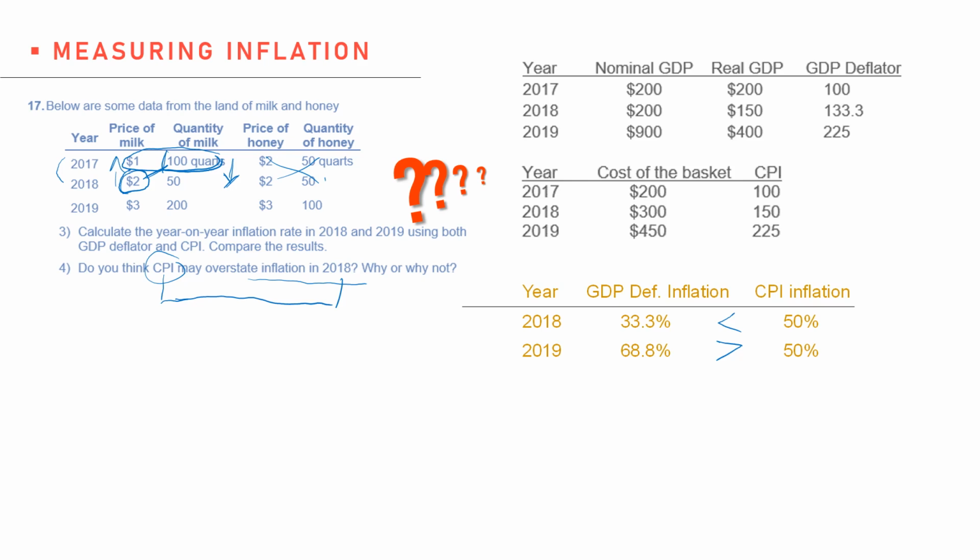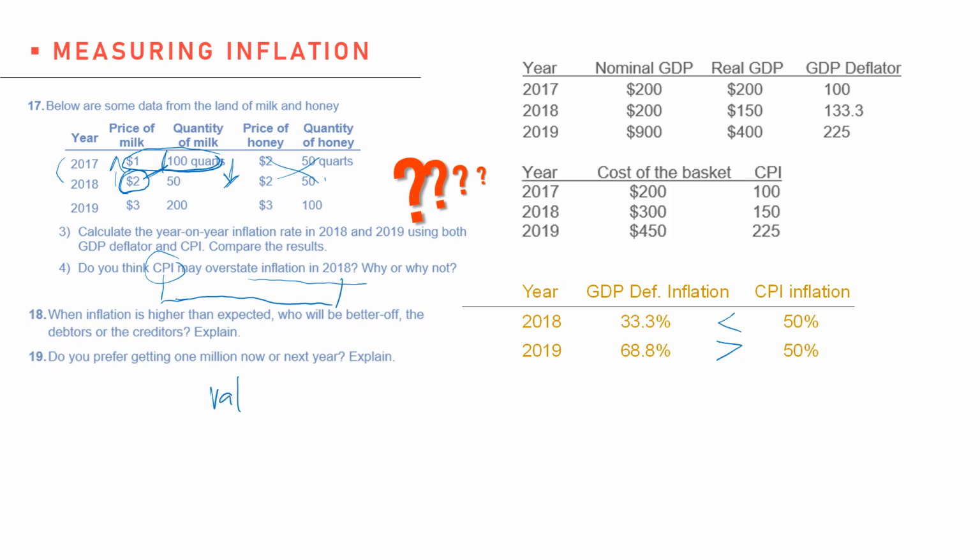And how about the question here? Inflation is higher than expected. Who will be better off? Of course, when inflation is higher than expected, the value of money will be lower. So when you are the borrower or the debtor, it will be good for you. You will be better off because it means that you have to pay the same amount of money but with a lower value.